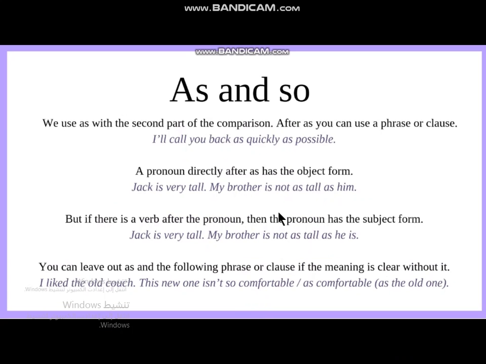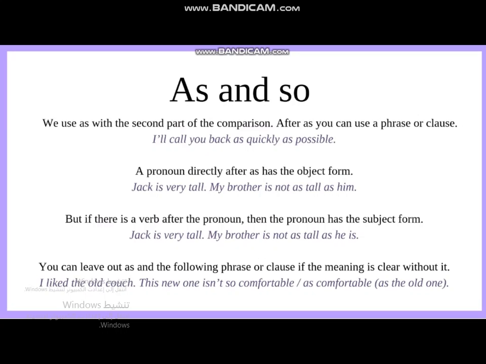Okay, as and so, we also use this with the second part of the comparison. After as, you can use a further clause. I will call you back as quickly as possible. A pronoun directly after as has the object form. Jack is very tall. My brother is not as tall as him.